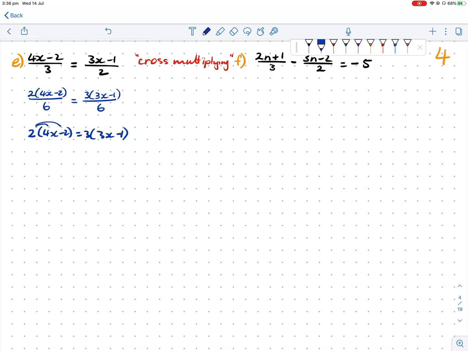Then what we need to do is expand left and right. So 8x minus 4 equals 9x minus 3. Now when you're looking at these, I've got 8x and 9x. Often I'll choose to get rid of the smaller one, so I'll subtract the 8x across so that we're still ending up with a positive x. Sometimes it's just making things a little bit faster. So if I minus 8x over, then negative 4 equals x minus 3. We add the 3 over. So negative 1 equals x.